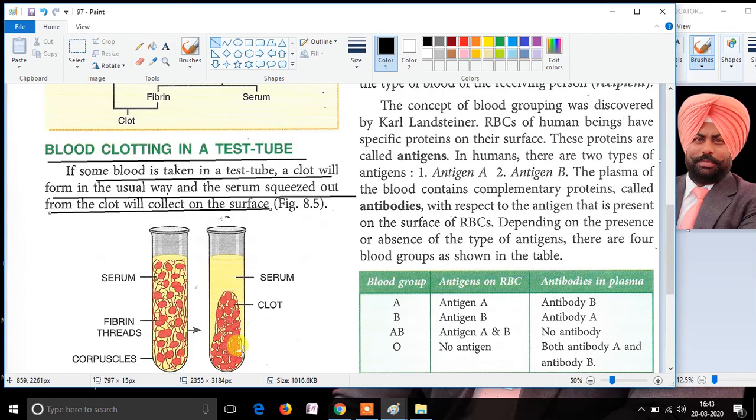This clot contains the cellular portion of the blood, while the liquid portion will be squeezed out, and this liquid portion, which was initially called plasma, does not have fibrinogen in it. That is why this plasma is now called serum. The fibrinogen from the plasma is utilized in preparing the clot of the blood. Therefore, this liquid portion is now not having fibrinogen in it, and the plasma without fibrinogen is called serum.